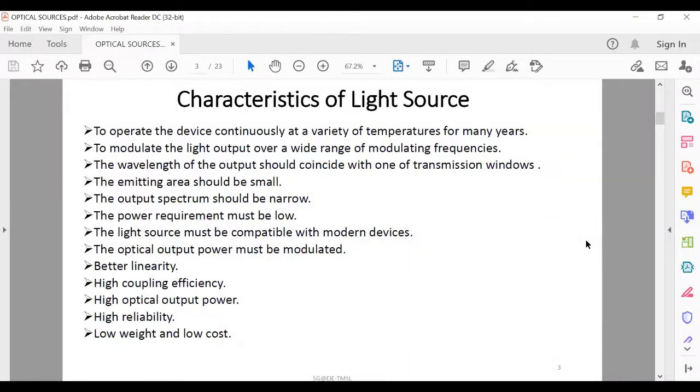Next, high coupling efficiency is needed. High optical output power is needed, and high reliability must be there, and it must be low weight as well as low cost. So these are the major characteristics of a light source in communication.